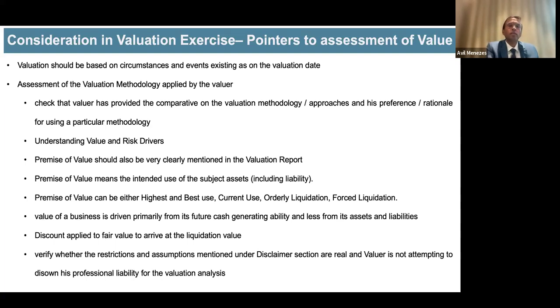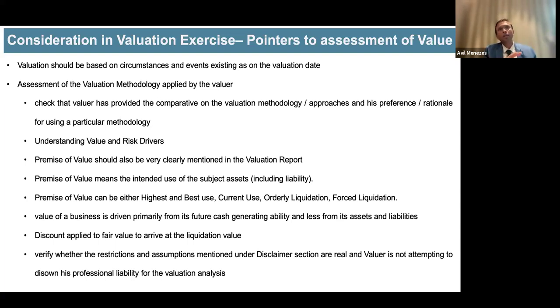Premise of value means the valuation should always be for the intended use of the subject assets, and the valuer should very clearly say on what basis he has taken the valuation. If the assets are on a current usage basis, you are saying that you can use them for the same current work that the company is doing. You can also look at highest and best use. For example, if you have a factory in Mumbai today, in a prime area, it's always easy to relocate the factory and develop the underlying commercial estate. So the premise of value can be a highest and best use. It can also be a current use.